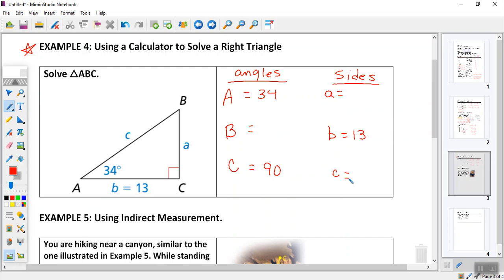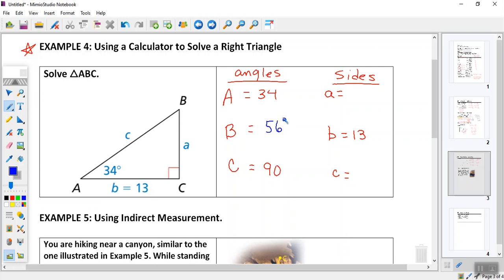Here's the deal. If I know two angles, then you know what the third is, because they have to add up to what? 180. So what's 180 minus 90? 90 minus 34 more is? Okay, so this must be 56 degrees right here, right? Okay? Are we good there?